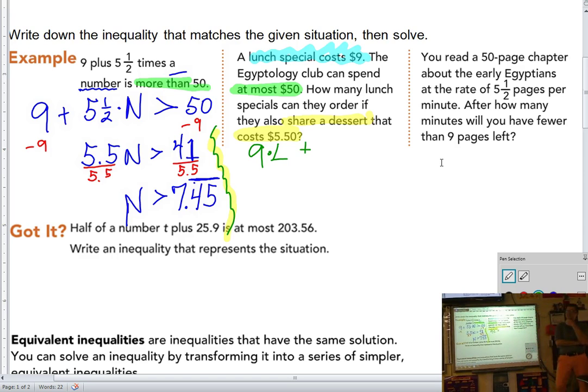Plus, now, I don't just order lunch specials. Izzy, what else do I do? Share dessert. So we also have to order dessert for $5.50. Now, when I look at what I can spend, Justin, if we have $50, what can we spend? Less than or all of it.